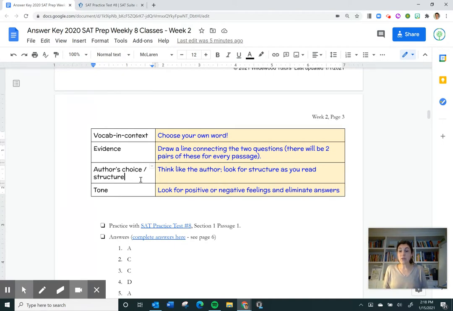Excellent. Last one is tone. These don't show up all that much anymore. What is that kind of attitude that you're getting from the passage? Less so. Again, I've seen one or two in the last few tests. So you just look for positive or negative feelings from words, from sentences, and eliminate answers based on that. Okay. So that's the second half of lesson 2, week 2.